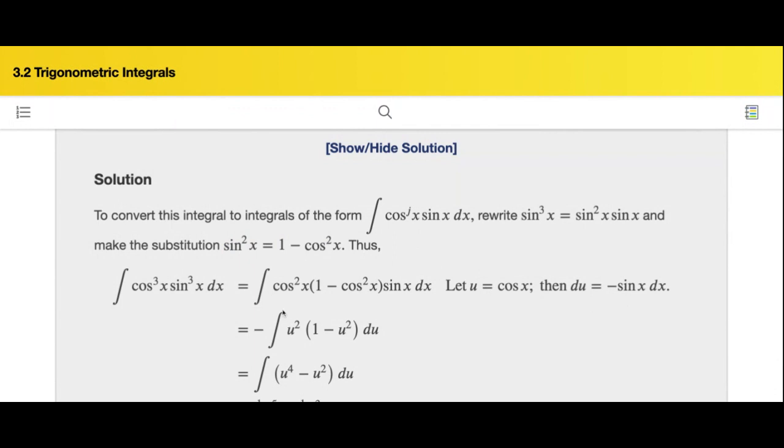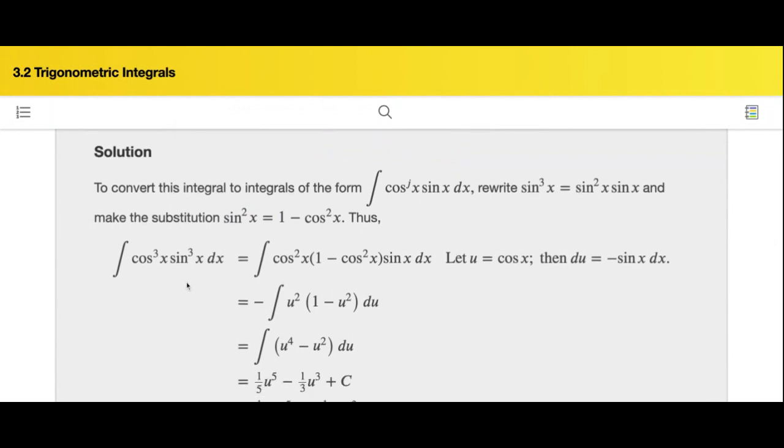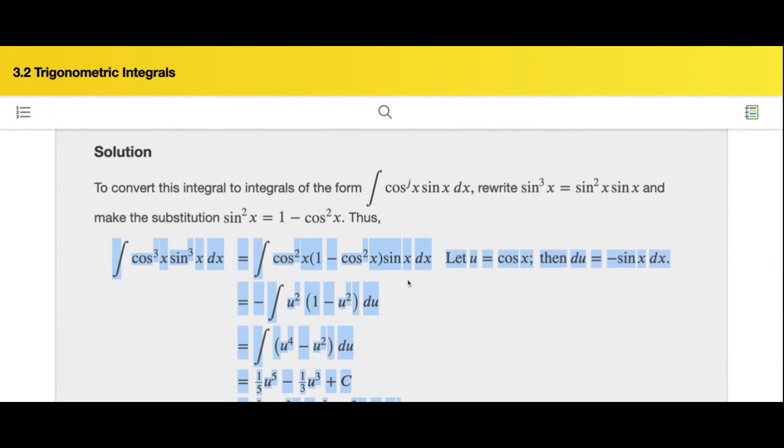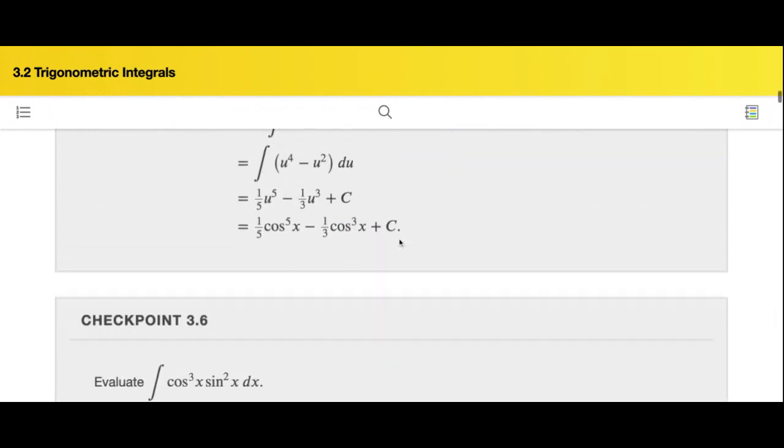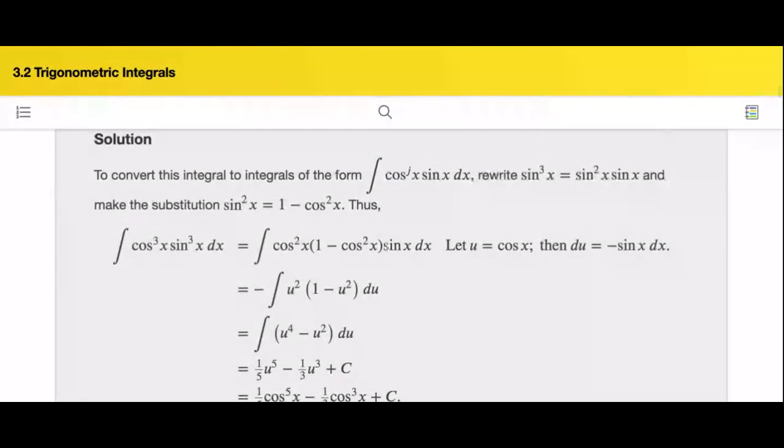So make the substitution sine square x equals 1 minus cos square x. All right. So then this integrand becomes cos square times 1 minus cos square, because 1 minus cos square is a sine square. Then you see we managed sine x dx, right? So now we managed sine x dx.